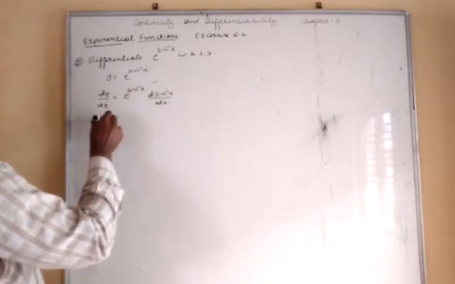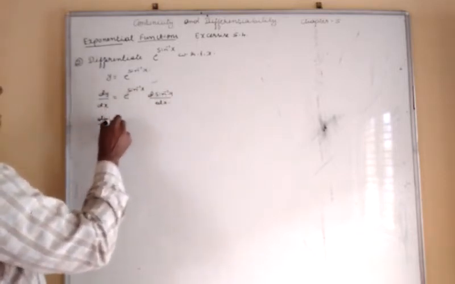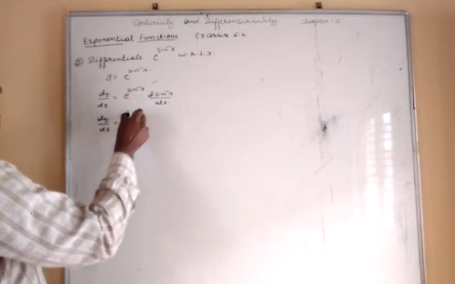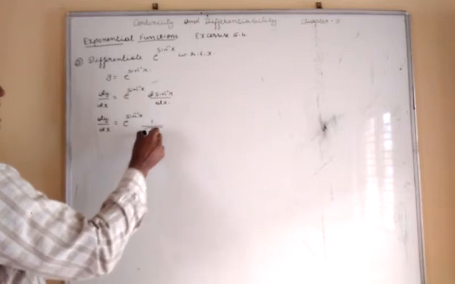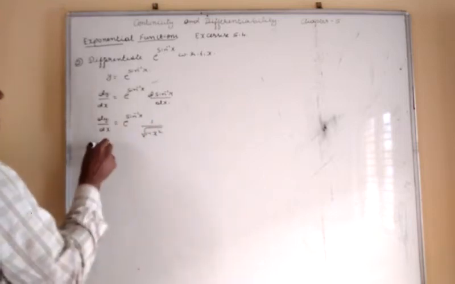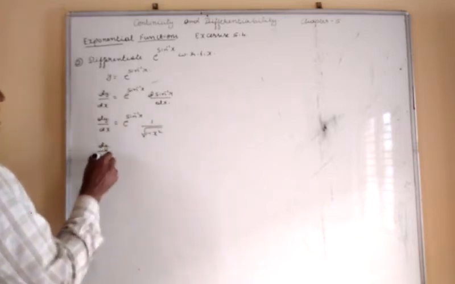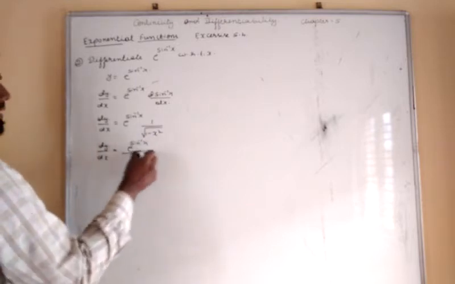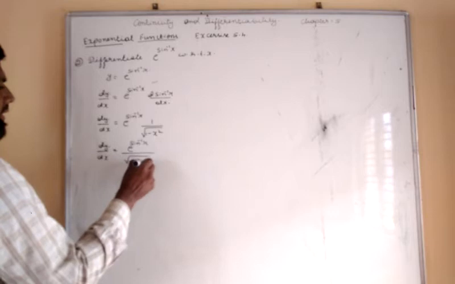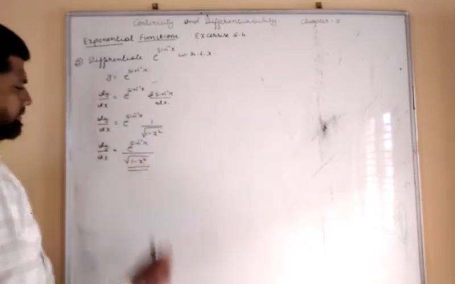So differentiation of y with respect to x is equal to e to the power of sin inverse x. Sin inverse x differentiation is 1 by square root of 1 minus x square. So dy by dx is equal to e to the power of sin inverse x by square root of 1 minus x square. So let us go for the next problem.